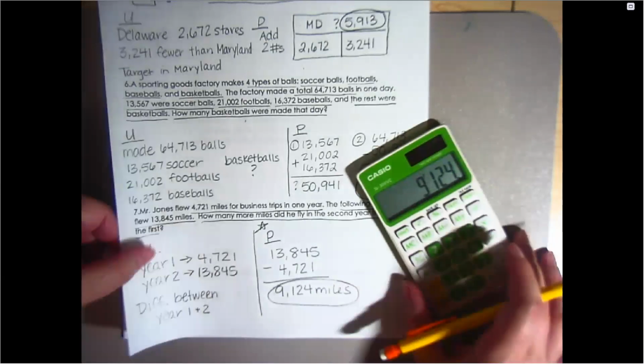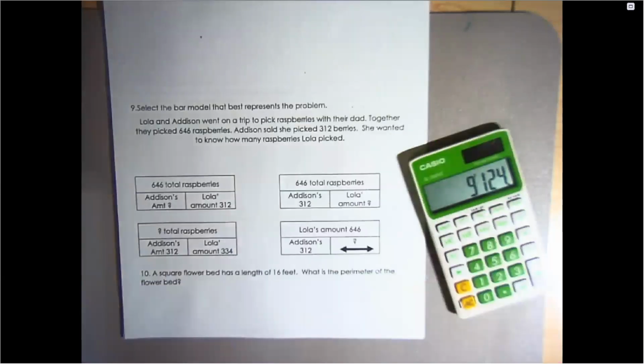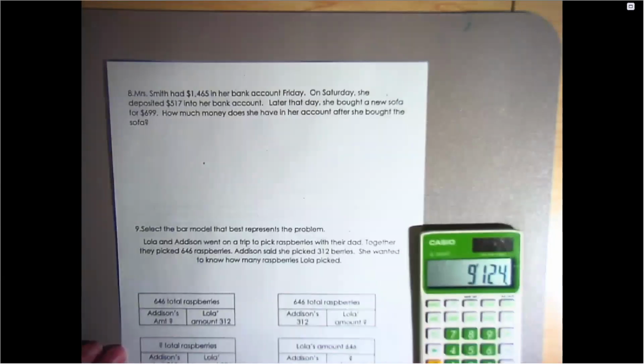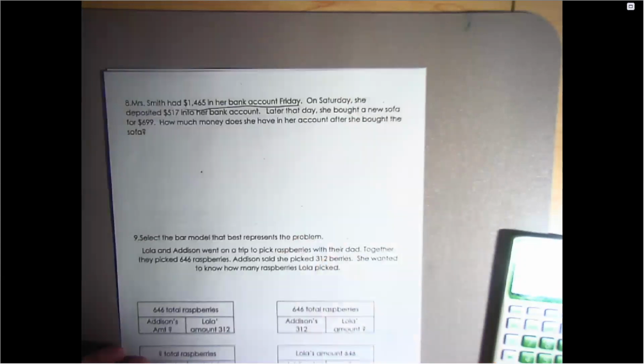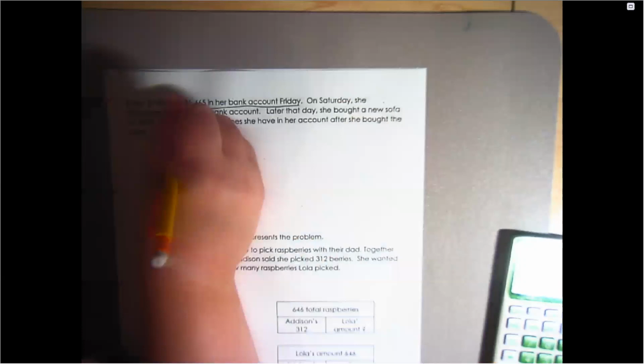Turn the page. And now we are looking at number 8. Clear your calculator. Number 8, Mrs. Smith had $1,465 in her bank account on Friday. On Saturday, she deposited $517 into her bank account.